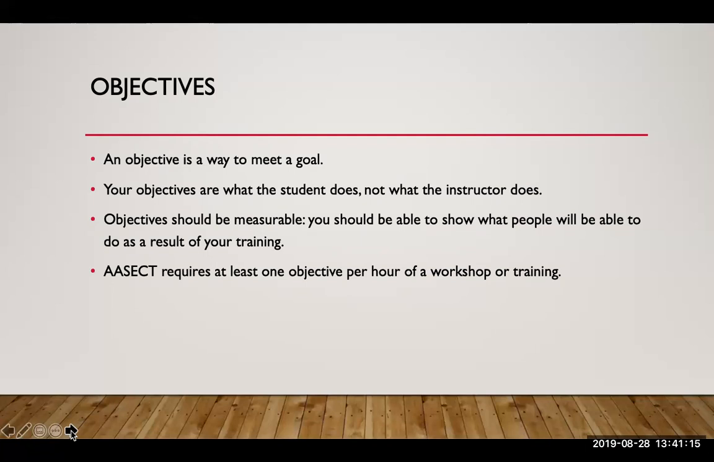AASECT requires at least 1 objective per hour of a workshop or training. So if your presentation is an hour, you need 1. I say between 1 and 3 is good. One of the things that we do, however, see is people putting far too many learning objectives into far too short of a time. If your training is an hour or 2, 10 objectives is really ambitious to the point where you're probably not going to get to it.